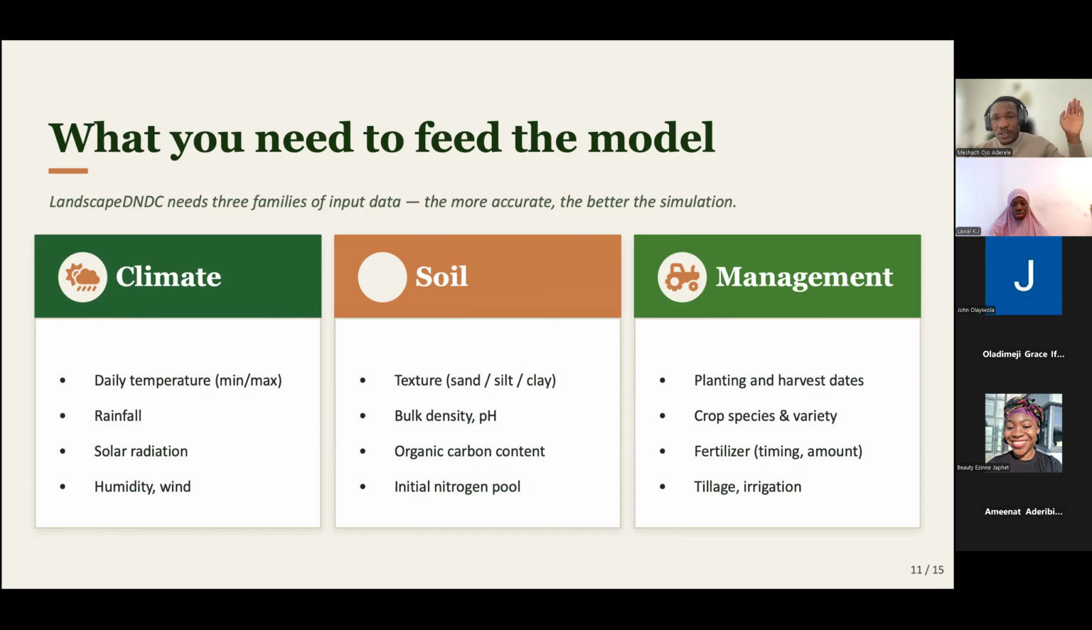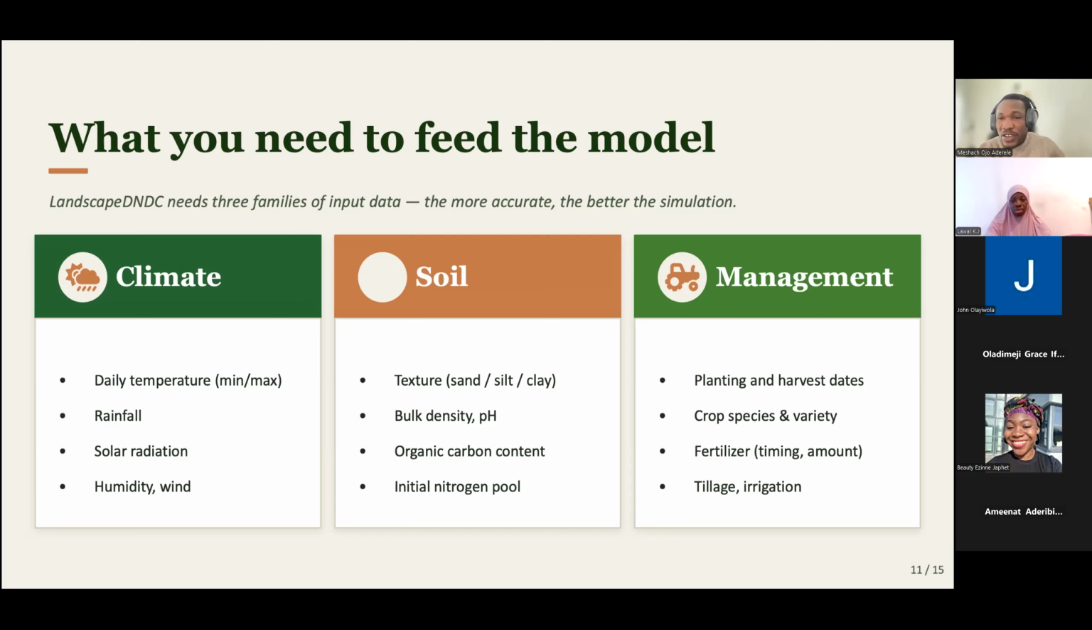If it is a spring crop, you need to know that, of course, I can't plant a spring crop in September because that is not spring season. You need to know what the planting date is and when it should be harvested. If you put the wrong date, you will get the wrong result. Then crop species. What is the crop?